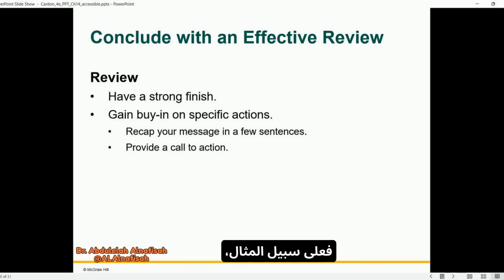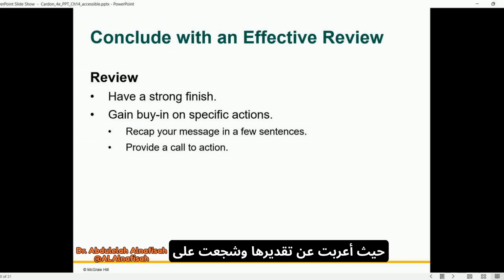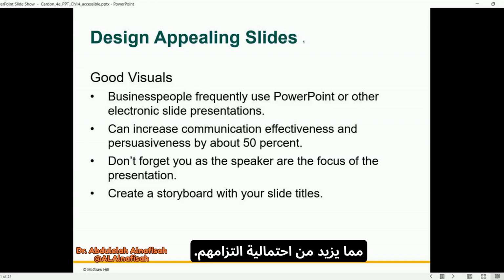For example, a well-crafted call to action could invite audience members to engage further as seen in Letitia's conclusion, where she expresses appreciation and encourages ongoing feedback. This approach fosters a sense of collaboration and illustrates your genuine interest in involving others in the decision-making process, thereby increasing the likelihood of their commitment.